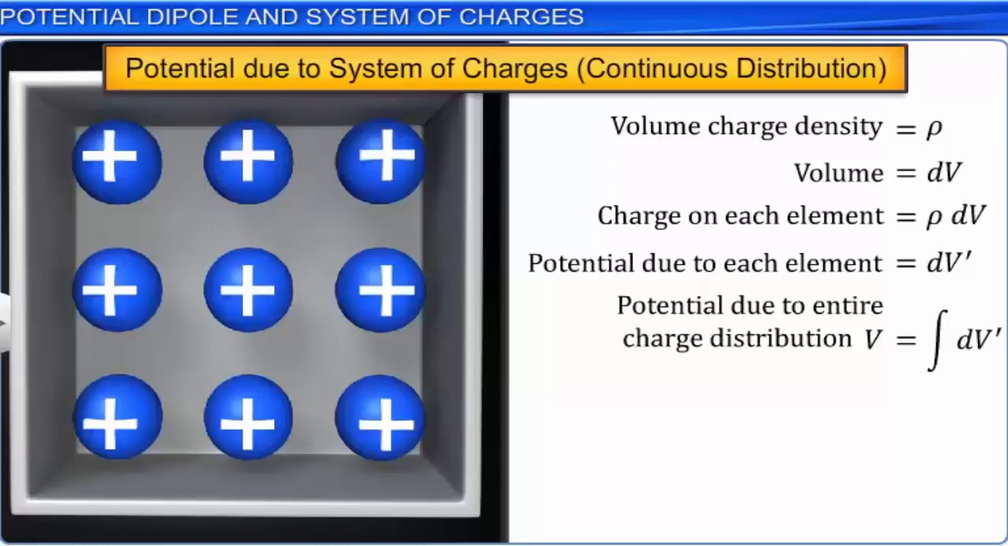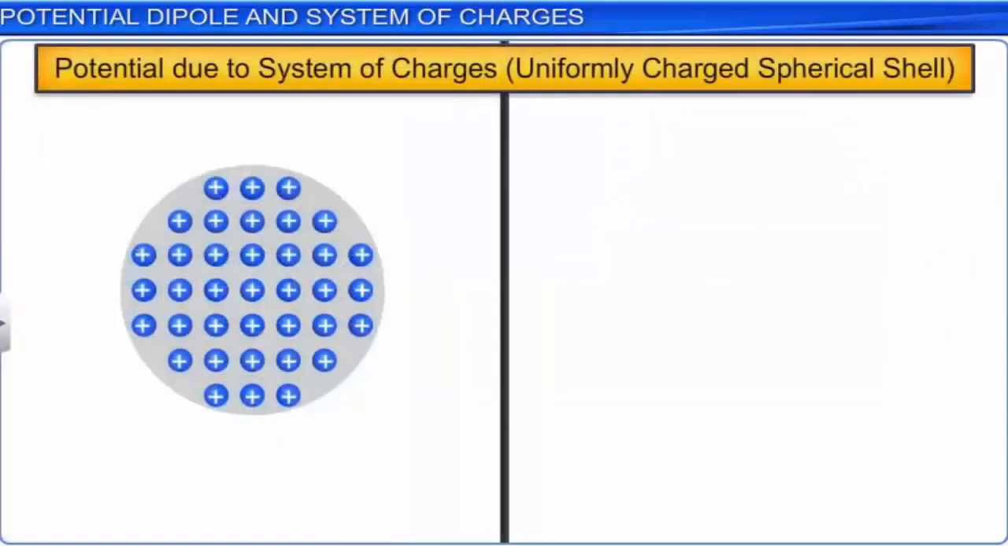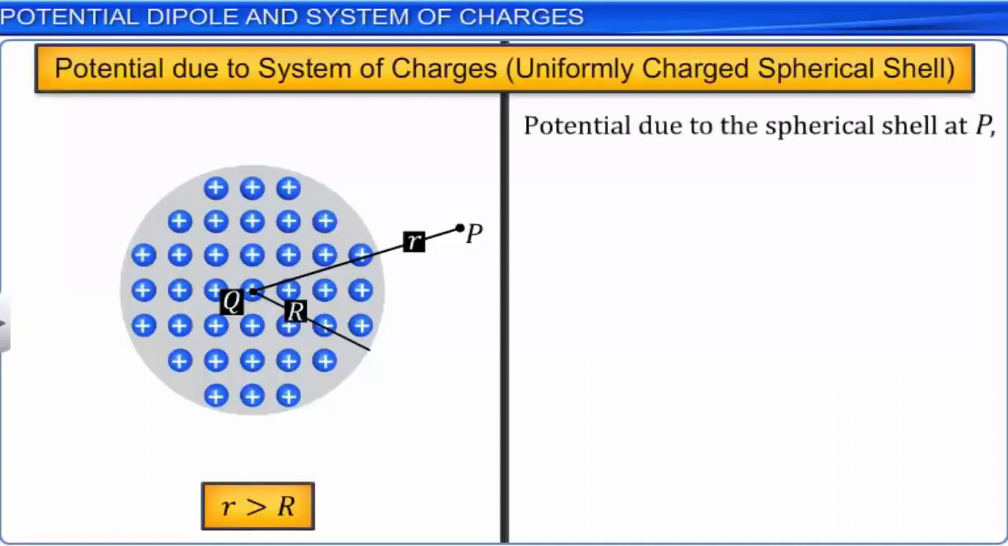Now let us look at an example of uniform charge distribution. Let us consider a uniformly charged spherical shell of radius r, with a charge q distributed over its surface. For any point P, which is at distance r greater than r, we have the potential due to the spherical shell at that point as V is equal to 1 by 4 pi epsilon naught q by r. This equation holds good for all points that lie on the sphere or outside the sphere. Let this be equation 9.